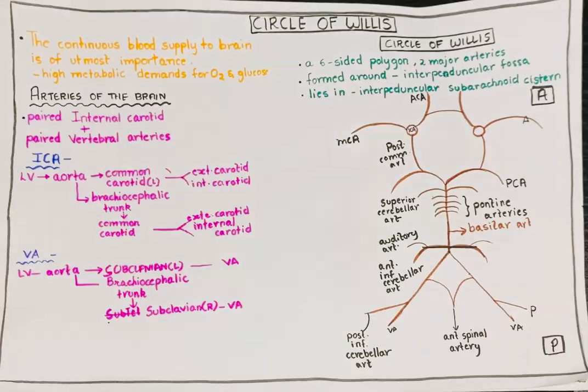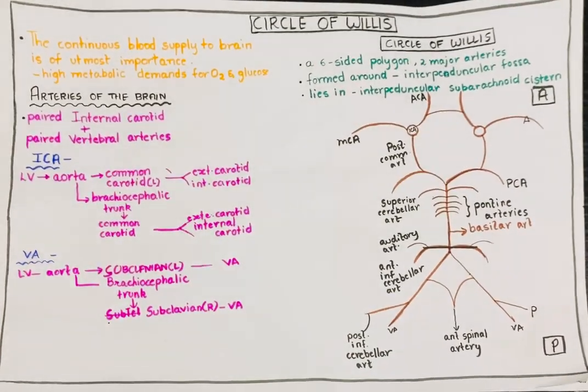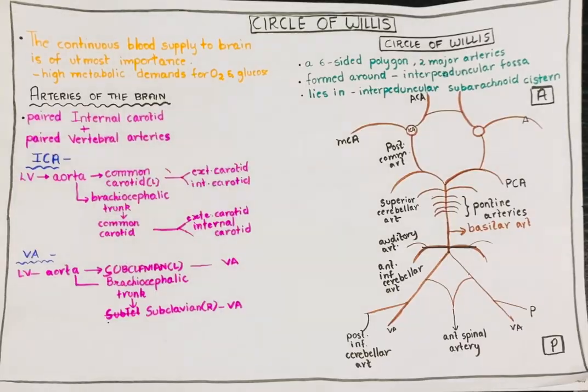Done. Moving on to our topic of the day, which is Circle of Willis. What exactly is the Circle of Willis? This Circle of Willis is a six-sided polygon which is formed by two major arteries and their branches, and this Circle of Willis is formed around a particular region in the brain which is known as the interpeduncular fossa. This fossa, that is the Circle of Willis, lies in the interpeduncular subarachnoid cistern.